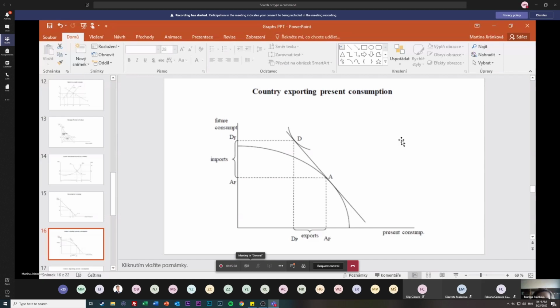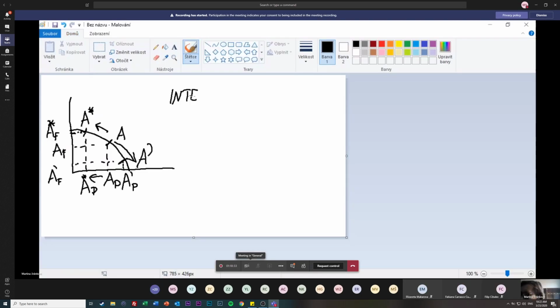So please write to this picture that this country has its intertemporal comparative advantage in the present consumption.